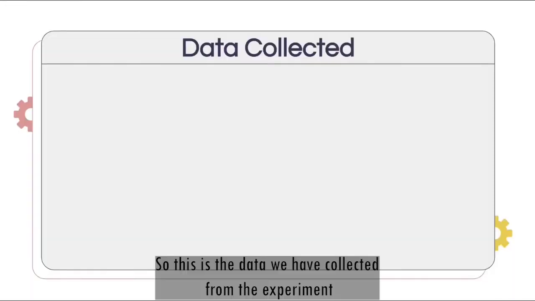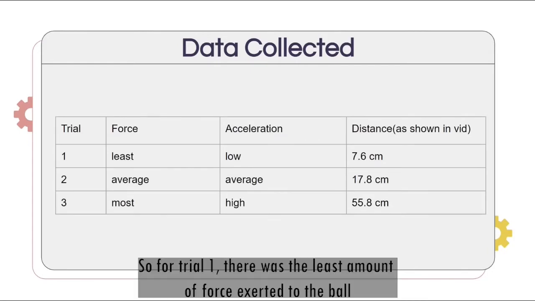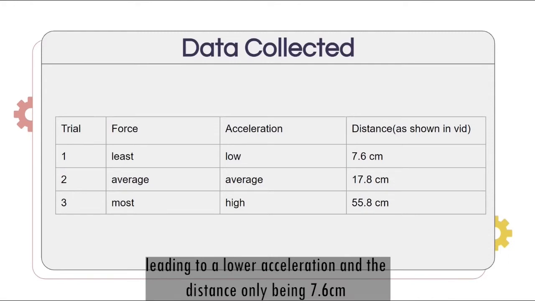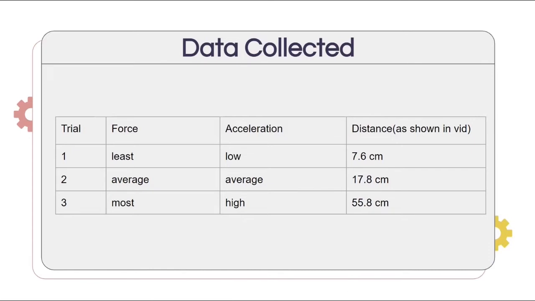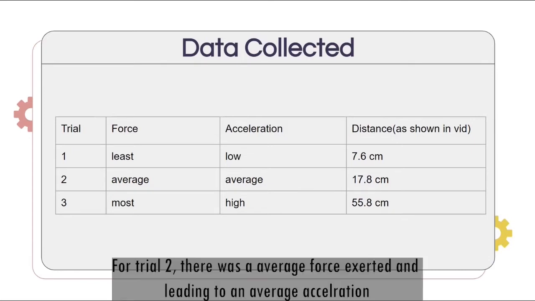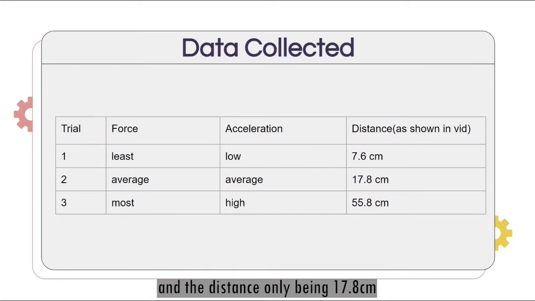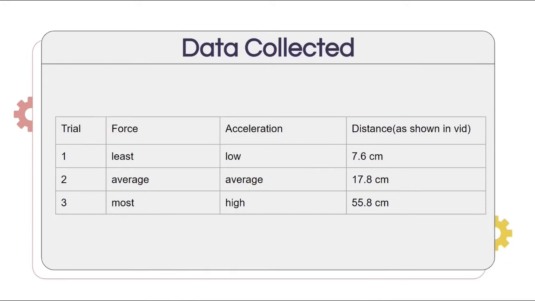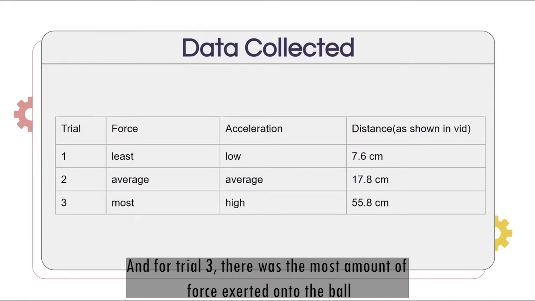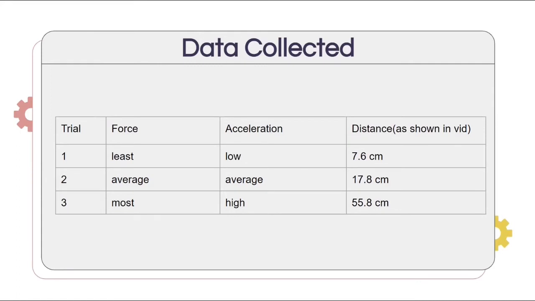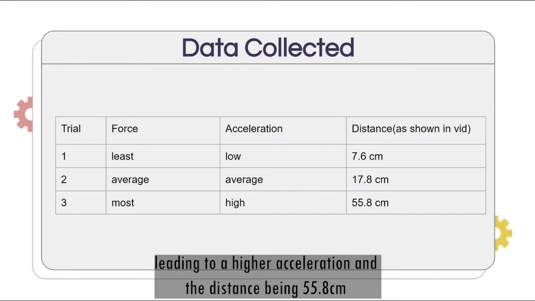So this is the data that we have collected from the experiment. For trial 1, there was the least amount of force exerted onto the ball, leading to a low acceleration and the distance only being 7.6 cm. For trial 2, there was an average force exerted, leading to an average acceleration and the distance only being 17.8 cm. And for trial 3, there is the most amount of force exerted onto the ball, leading to a high acceleration and the distance being 55.8 cm.